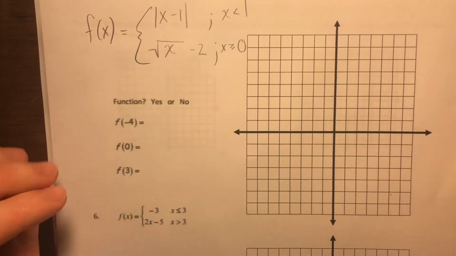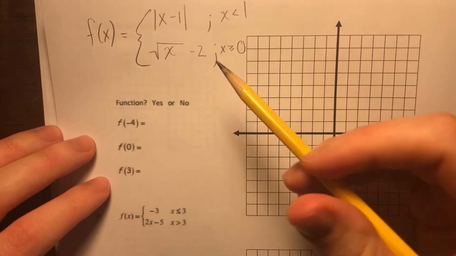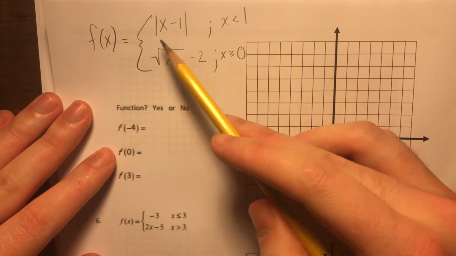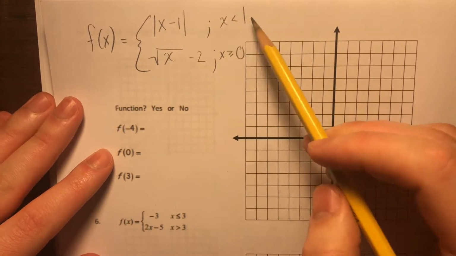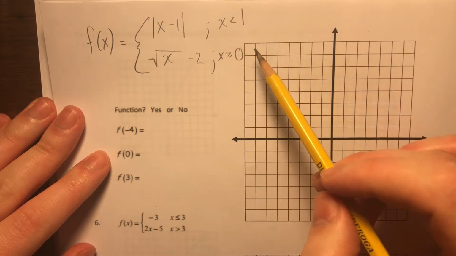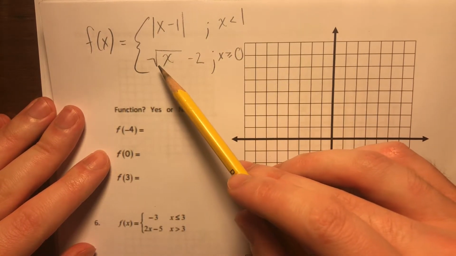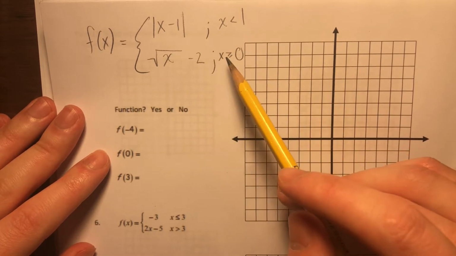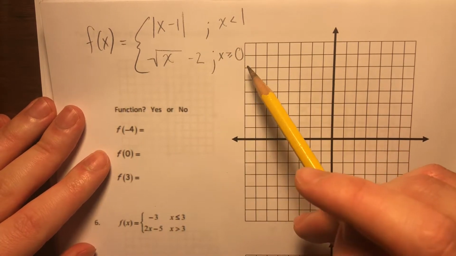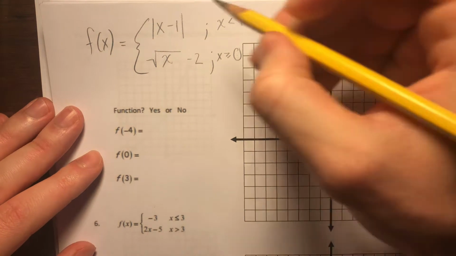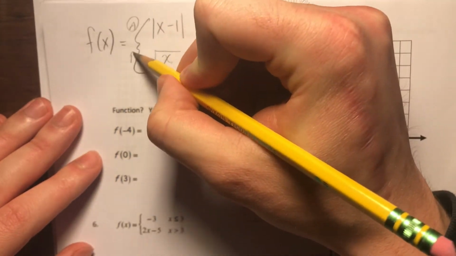All right, next function, we've got f of x equals the absolute value of x minus 1, that whole quantity, and that's on the domain of x is less than 1. And for this second part, we've got the square root of x subtracted by 2, and that's for x is greater than or equal to 0. So again, let's call the top one a and bottom one b.